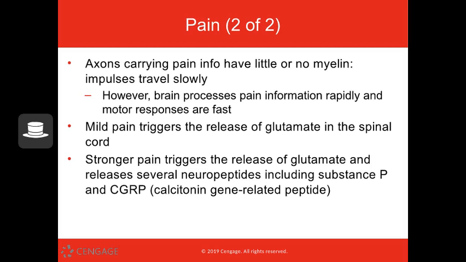So when you're dealing with a stronger pain, you don't want to just quickly respond to it. Your body is dealing with something that could be pretty terrible. So those neuropeptides are ensuring that the rest of the body and surrounding cells respond properly and continue to respond.